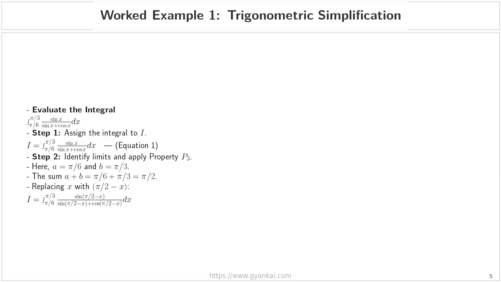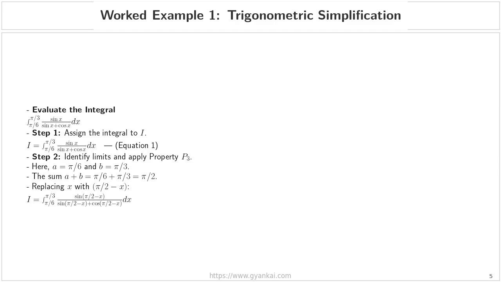Step 2. Now we need to identify our limits of integration and apply the reflection property. Our lower limit, a, is pi over 6, and our upper limit, b, is pi over 3. It's crucial to get these right. Next, we calculate the sum of the limits, a plus b, which is pi over 6 plus pi over 3. This simplifies to pi over 2.